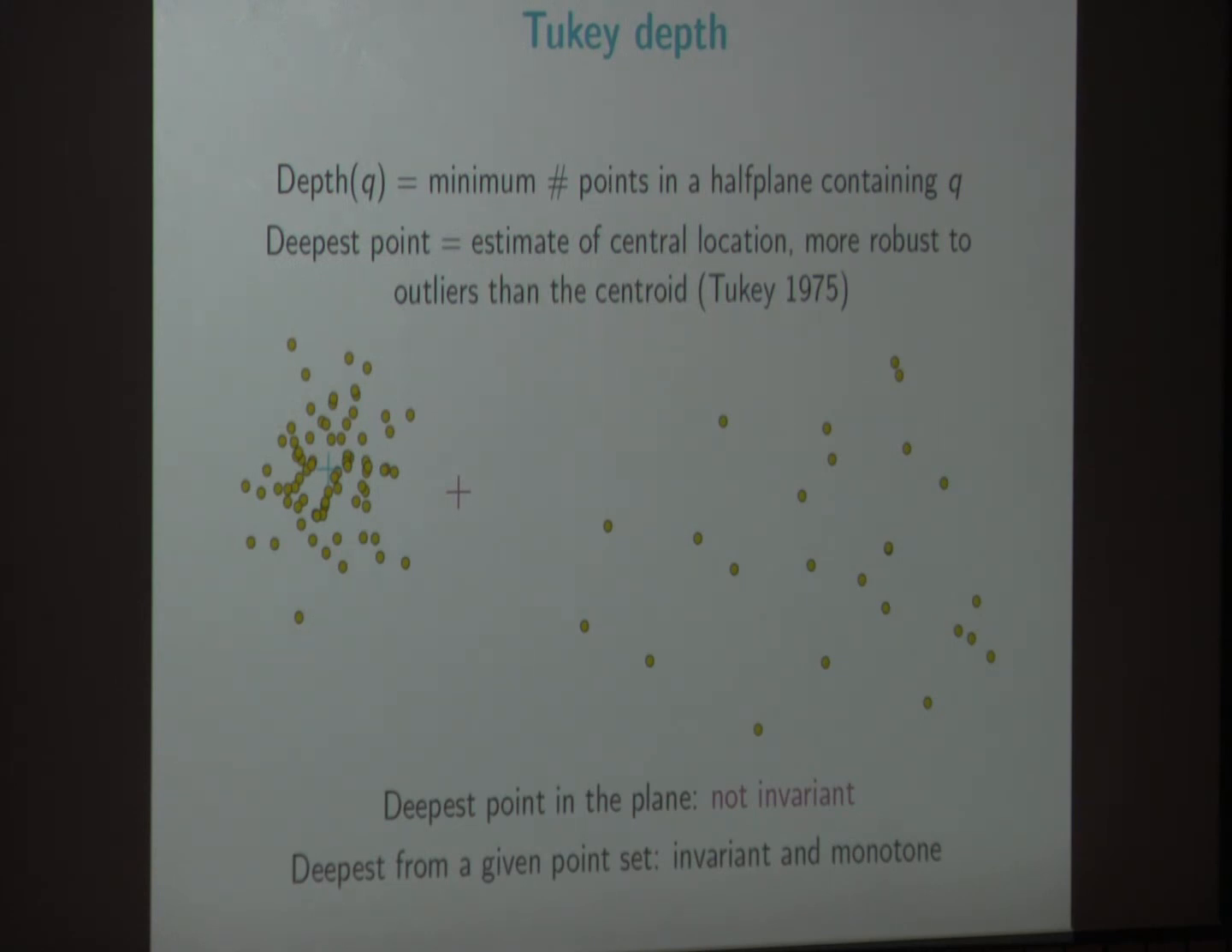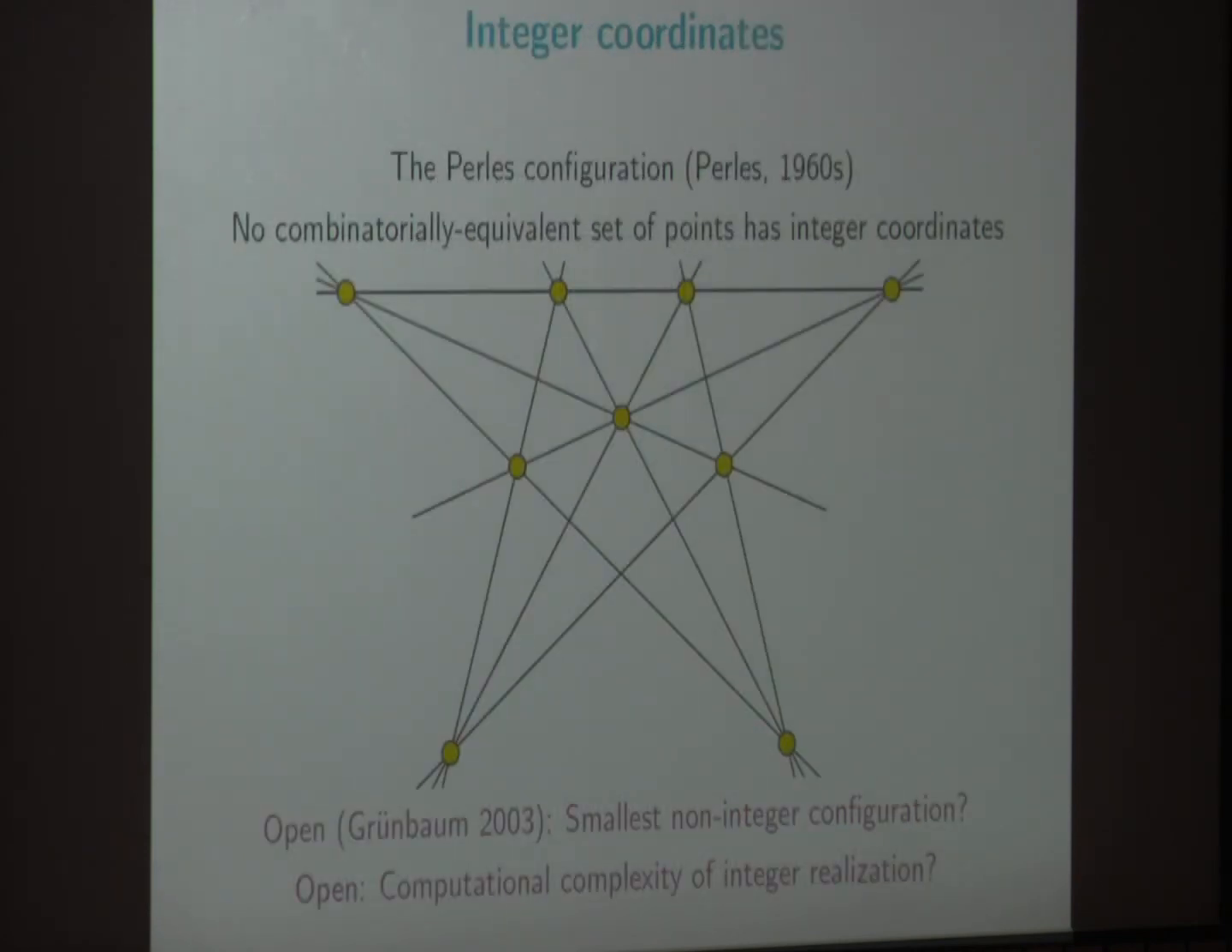The deepest point anywhere in the plane for a cloud of data points is a good estimate of the central location of points, but unfortunately it's not invariant. We can change the order type of them. We can perturb some points, keep their order type the same, and get a different deepest point, a different depth of the deepest point. But if we look at the deepest point that belongs to the set of samples that we're starting from, then that is invariant and monotone. So there are some connections to robust statistics here. Whether a point set can be realized using integer coordinates is another monotone function. If a point set can be realized by integer coordinates, so can all of its subsets.